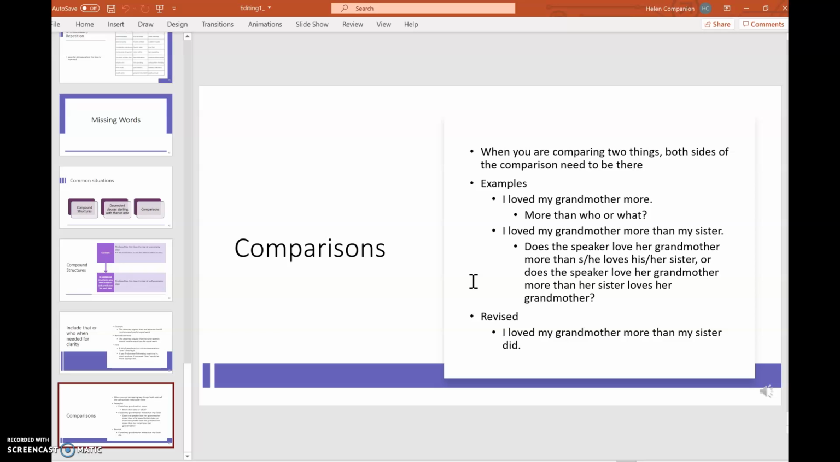We still don't have all the information. Does the speaker love her grandmother more than she or he loves his or her sister? Or does the speaker love her grandmother more than the sister loves her grandmother? We don't really know which it is. And so a final revision for clarity might be, I loved my grandmother more than my sister did. That makes it clear that the speaker loves her grandmother more than her sister loved her grandmother.